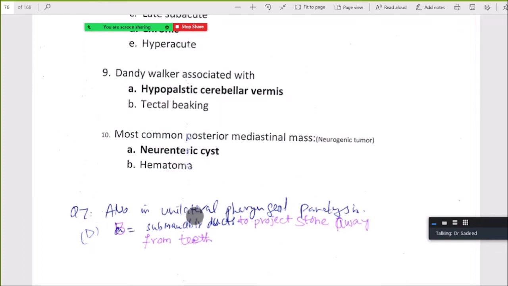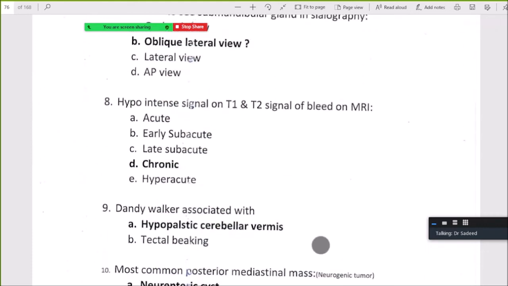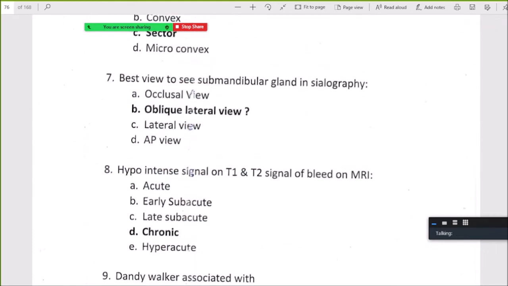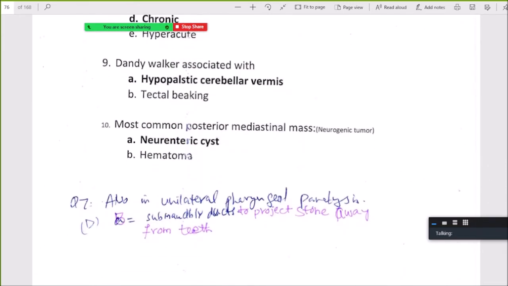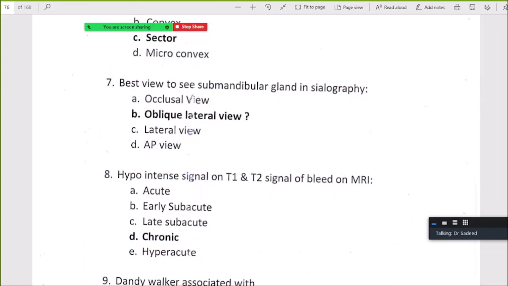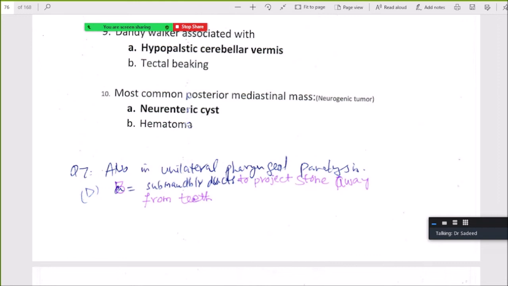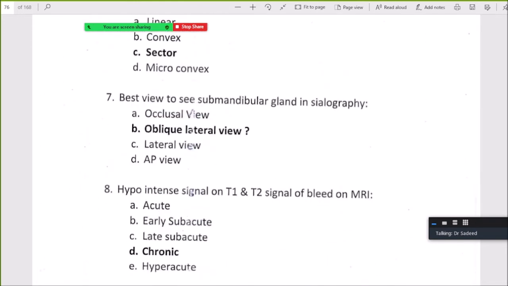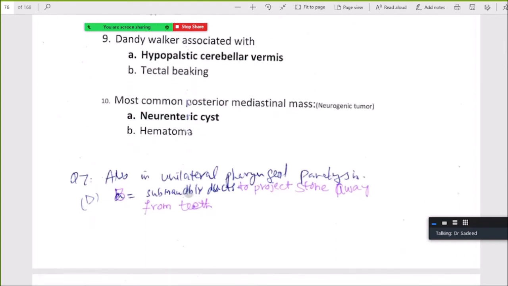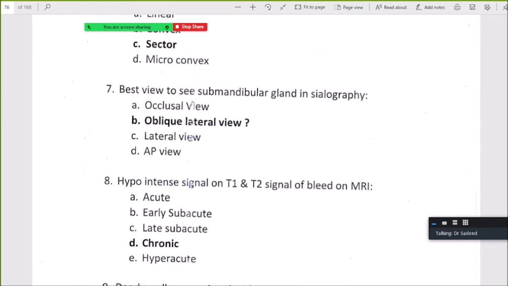Also in unilateral perineal paralysis, we do AP. Best way to see a submandibular gland in sialography is oblique lateral. Sorry, best way to see the submandibular gland in sialography is AP view. Also in unilateral paralysis, we use AP view. In the oblique lateral view, we see the submandibular duct to project the stone away from teeth. To see stone, we do oblique lateral view, and to see the submandibular gland, we do AP view.